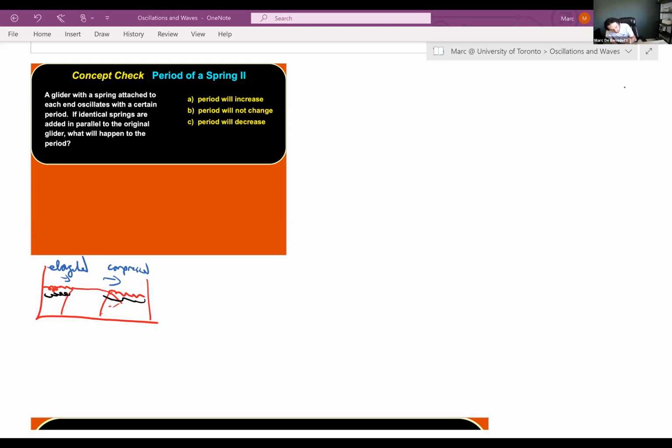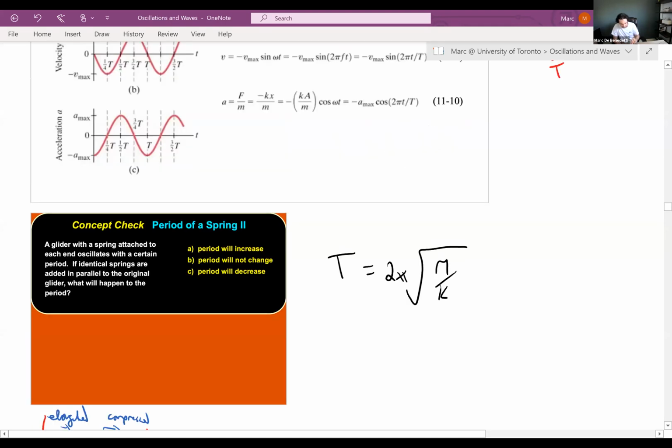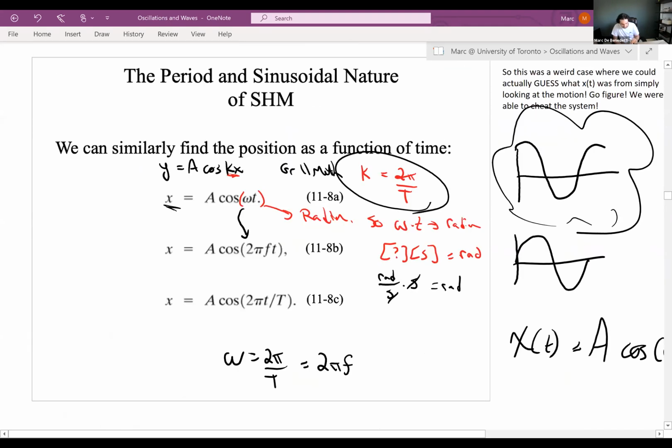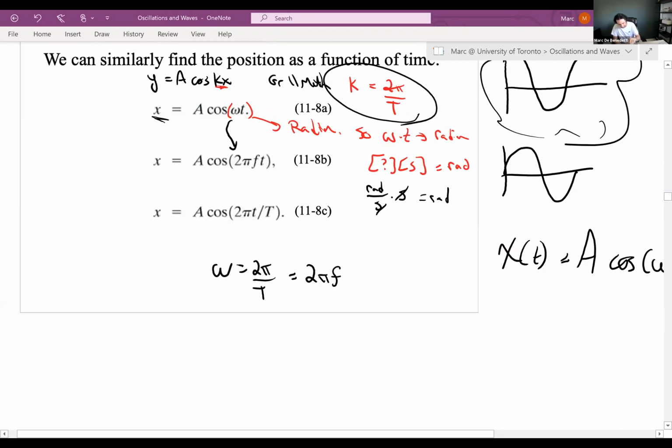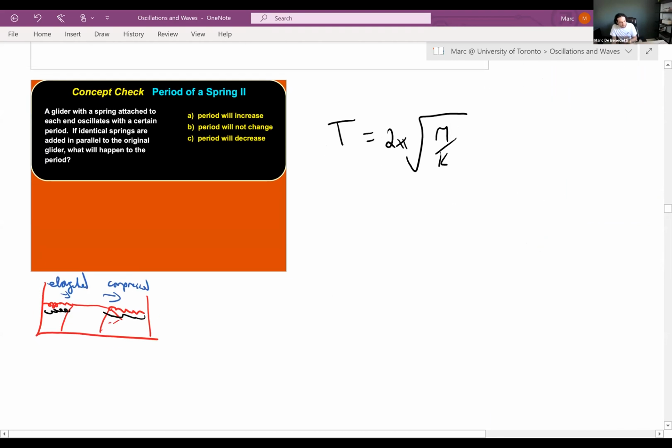So we know the period is going to be 2 pi times root k over m. No, is it m over k? What was the formula there? Yeah, m over k. Okay, so here they're saying if we add springs in parallel, what are we doing to the overall spring constant?